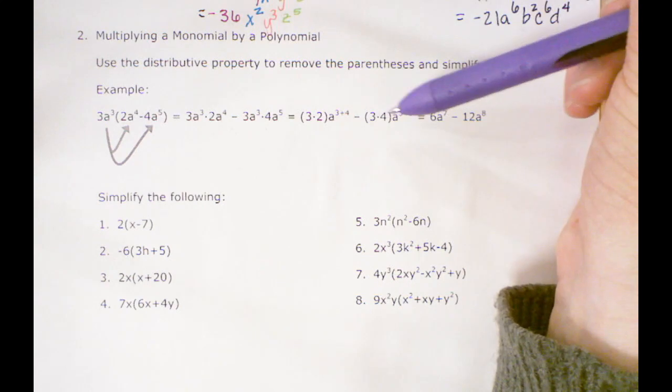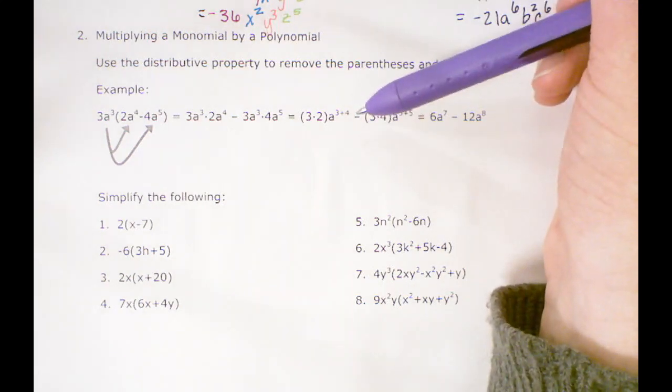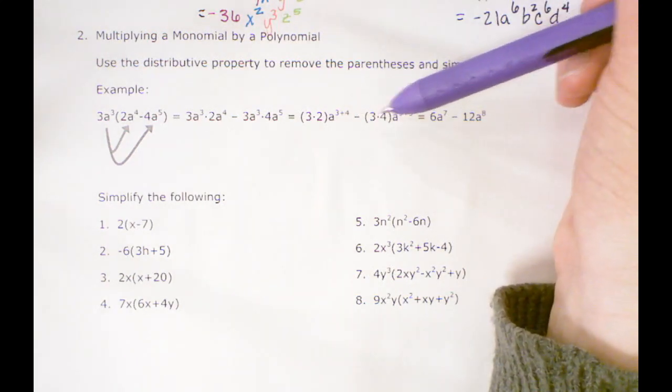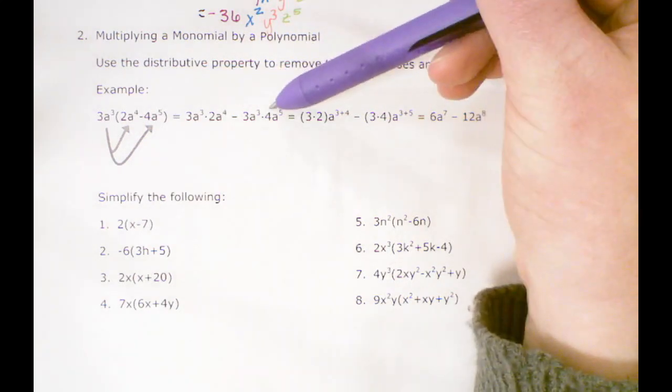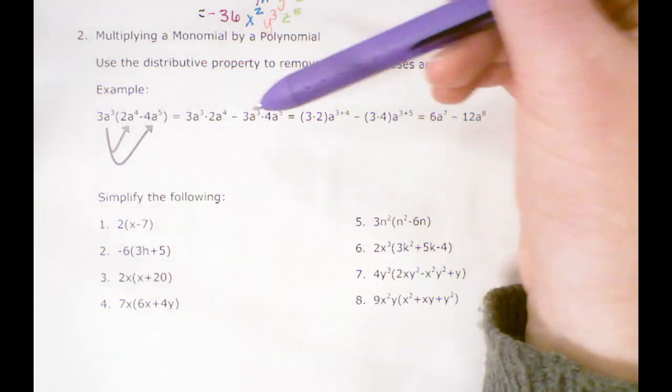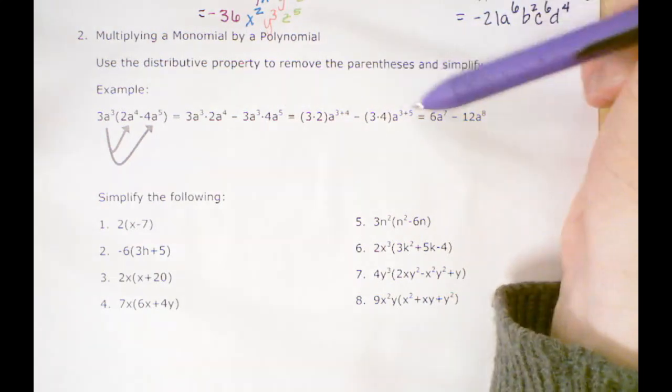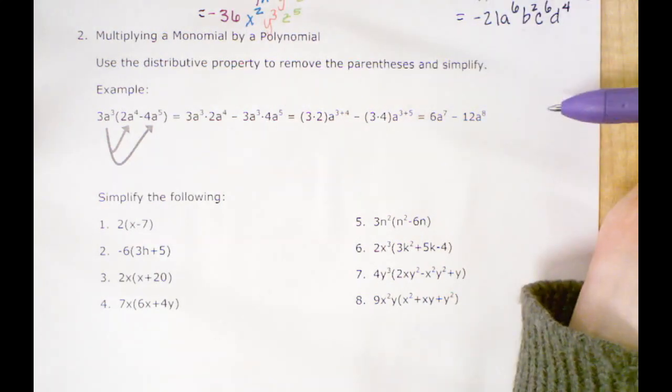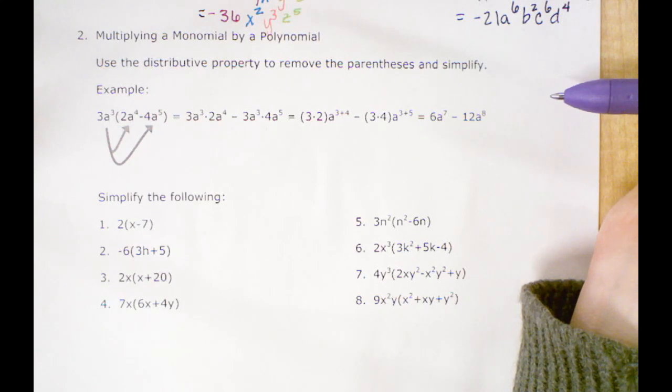Same thing on this side. We're just going to keep the negative in between. Then we have our 3 times 4, which we got from over here. And then we have our a, 3 plus 5. That's what they did right here. And then they simplified. So they got 6a to the 7th minus 12a to the 8th.